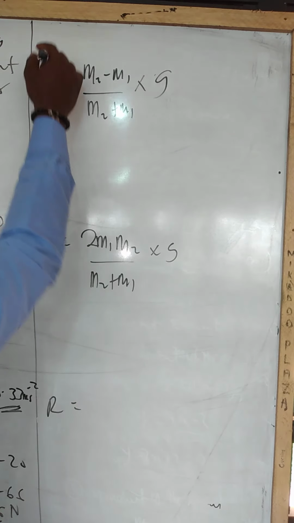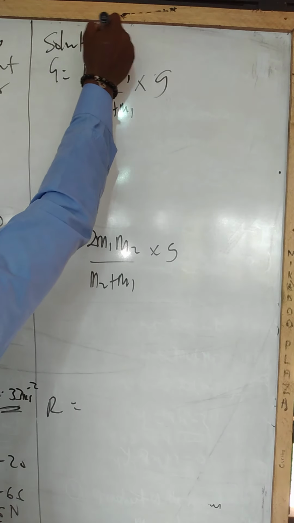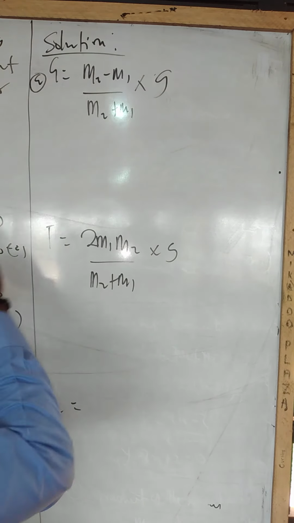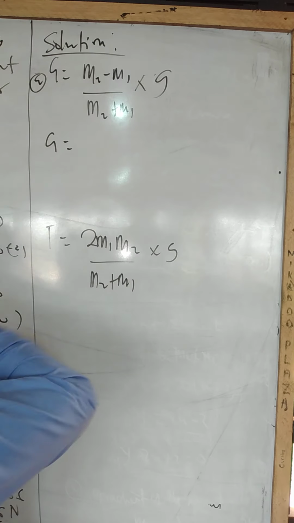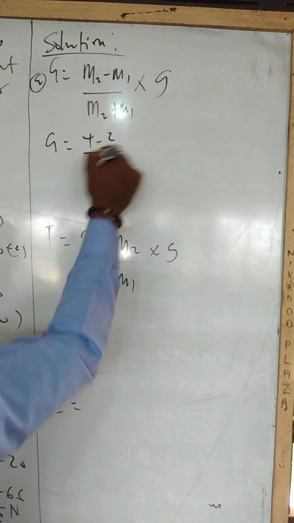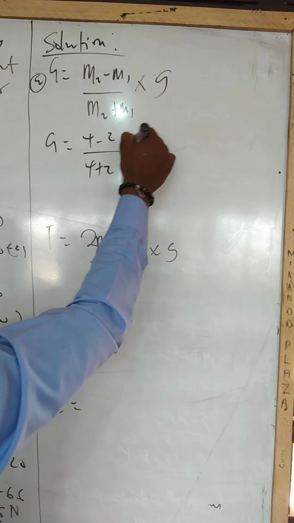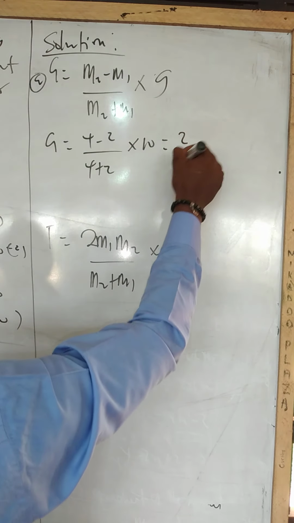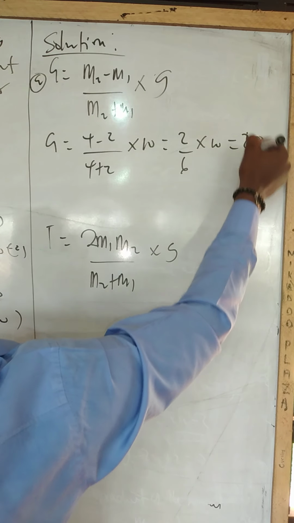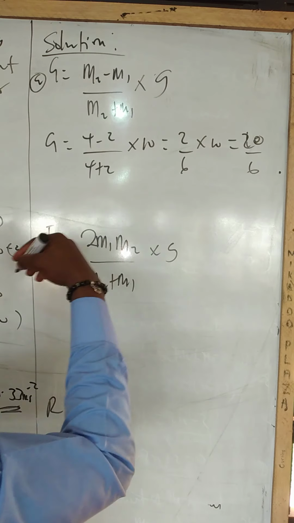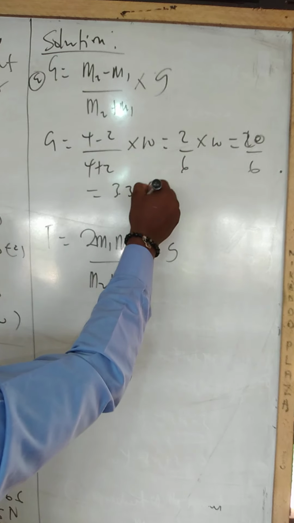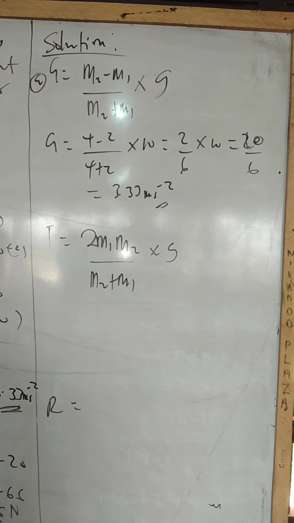So for your solution, for the acceleration aspect of the equation, let's substitute: our mass 2 is 4, our mass 1 is 2, all over 4 plus 2, times 10. So this is 2 over 6 times 10, which is equal to 20 over 6, the same as 10 over 3. This gives us 3.33 meters per second squared for our acceleration.